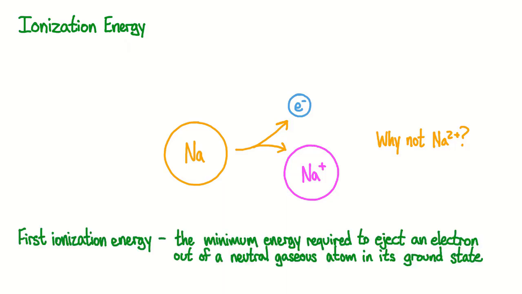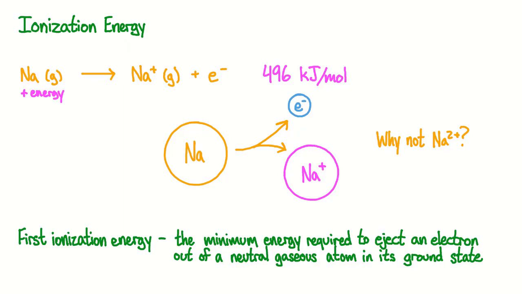The most common type of ionization energy we talk about is the first ionization energy, which is the minimum energy required to eject an electron out of a neutral gaseous atom in its ground state. We can write the ionization of sodium as an equation. The neutral gaseous sodium atom produces a sodium ion and an electron. But this reaction does not occur spontaneously. We need to provide energy for it to proceed.